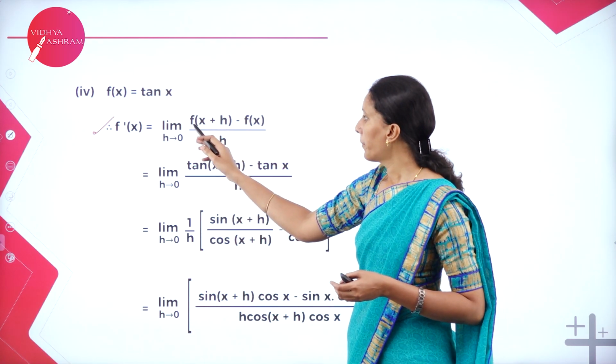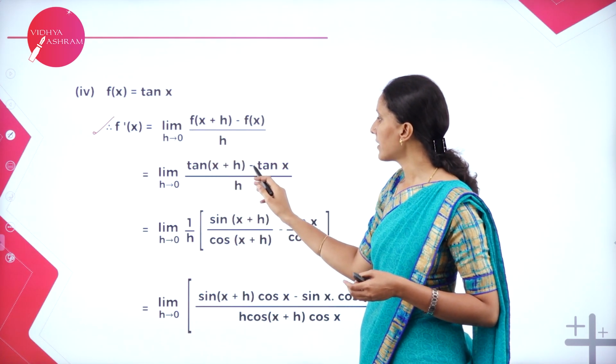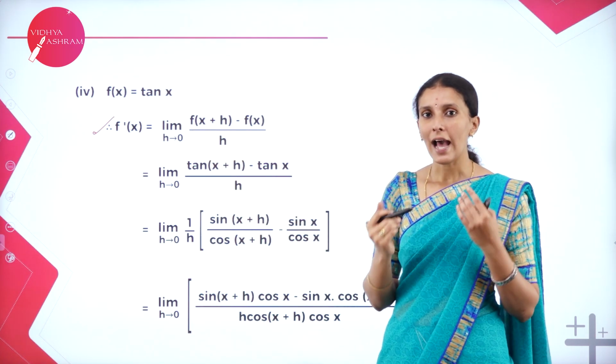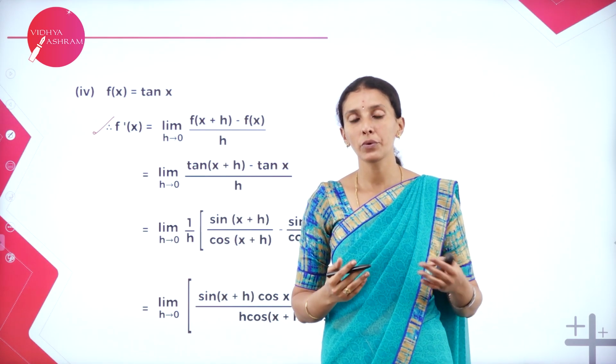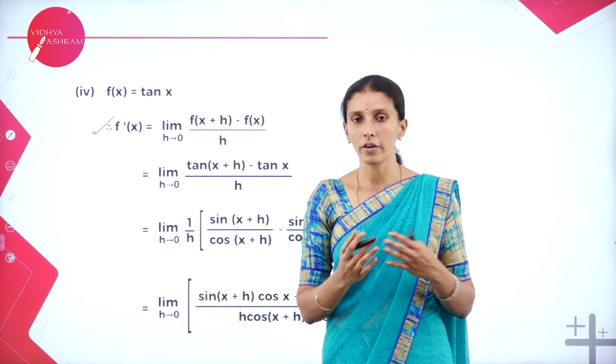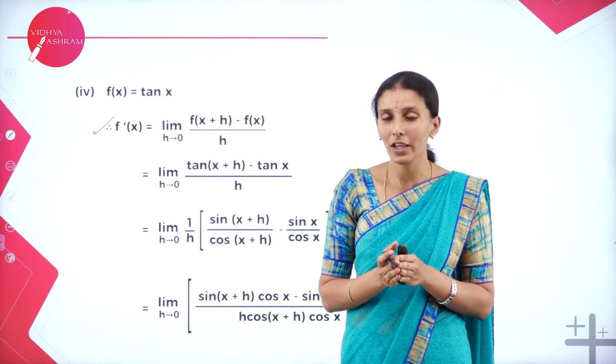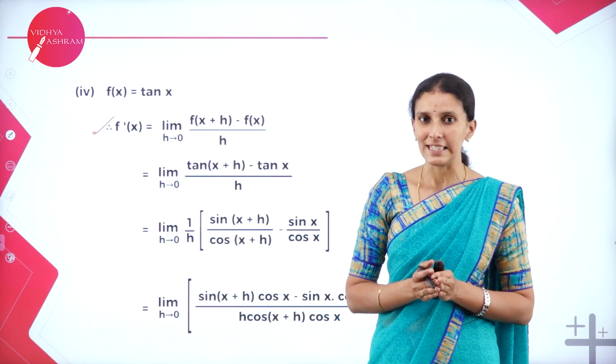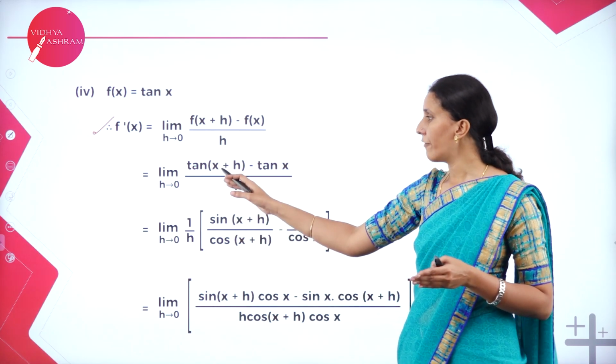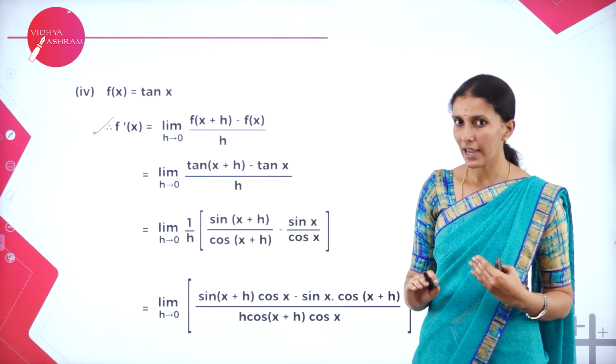Now, put this as tan x plus h minus tan x. So, as I said previously, whenever you get any tan function or cot function, replace it by sin by cos so that it will make your simplification easier. So, therefore, I have taken tan in the form of sin by cos.